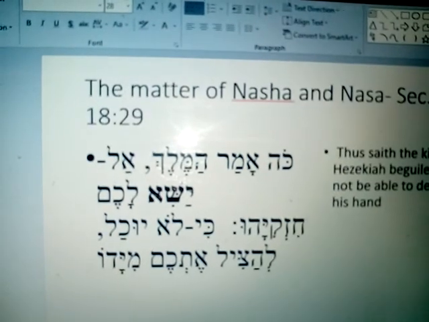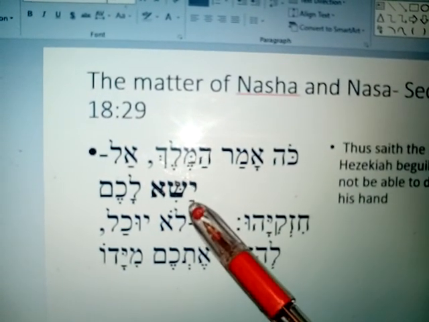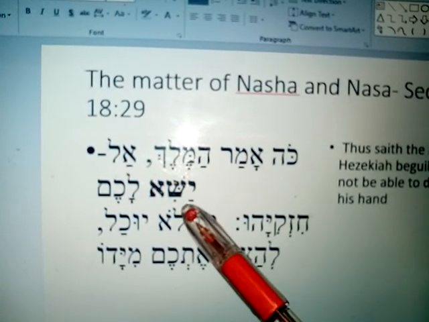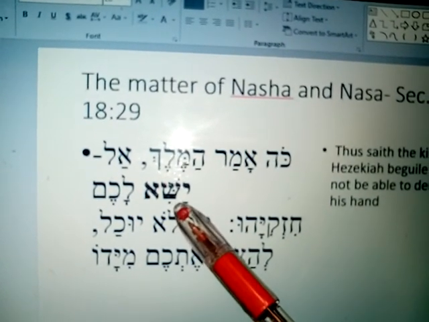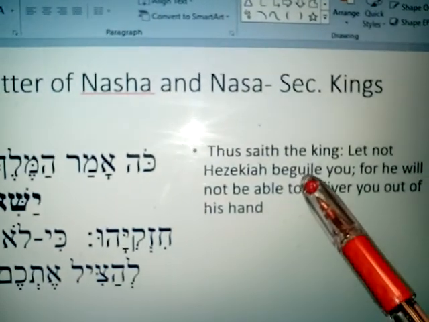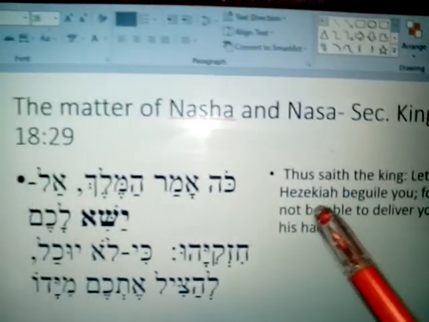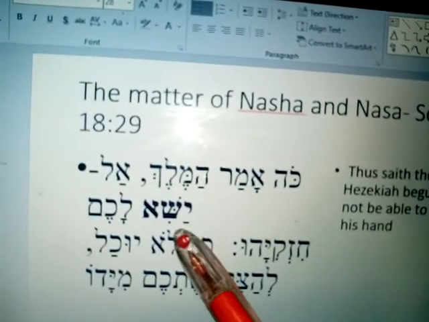What we're looking at, brothers and sisters, we see the word here, Yashi, and it comes from its root word, Nasha. And the word Nasha, as stated, means what? To beguile or to deceive. So we just want to point that out for reasoning purposes.